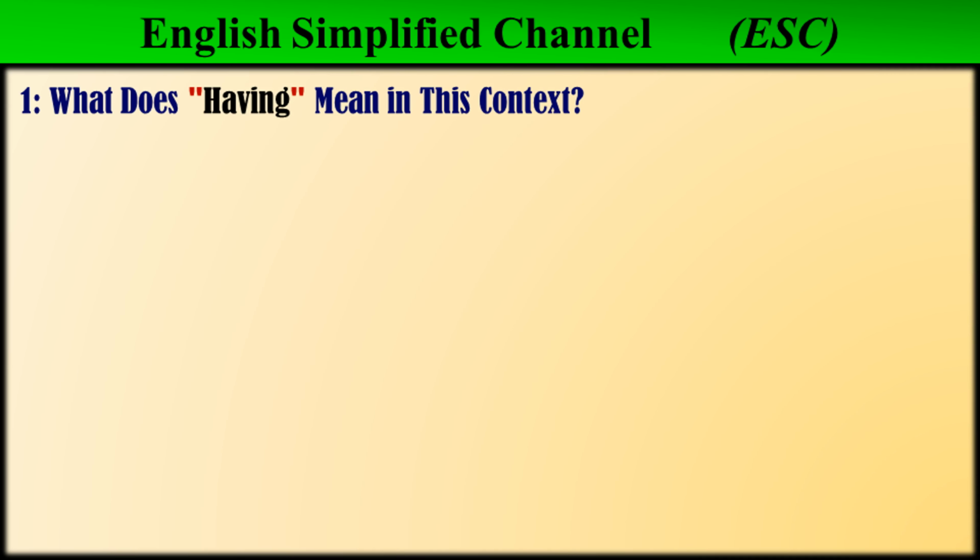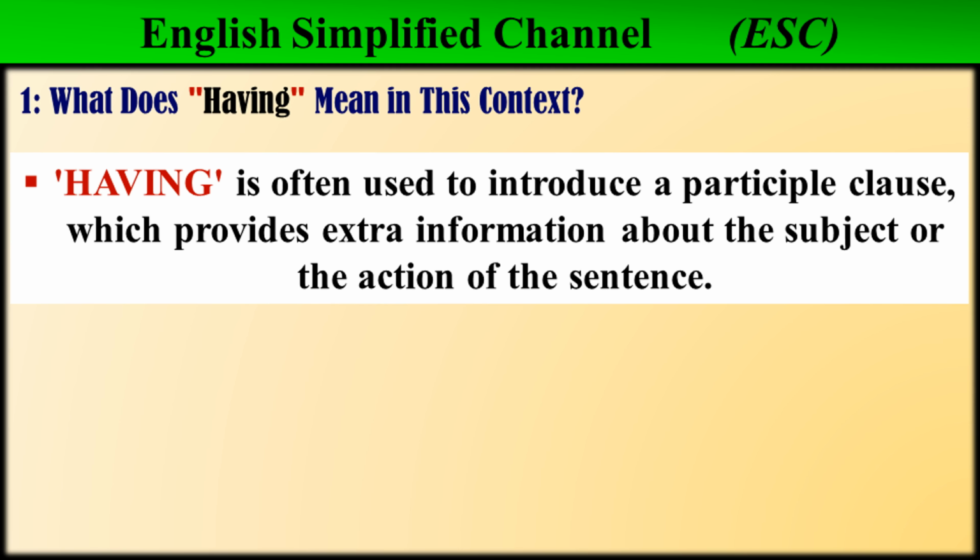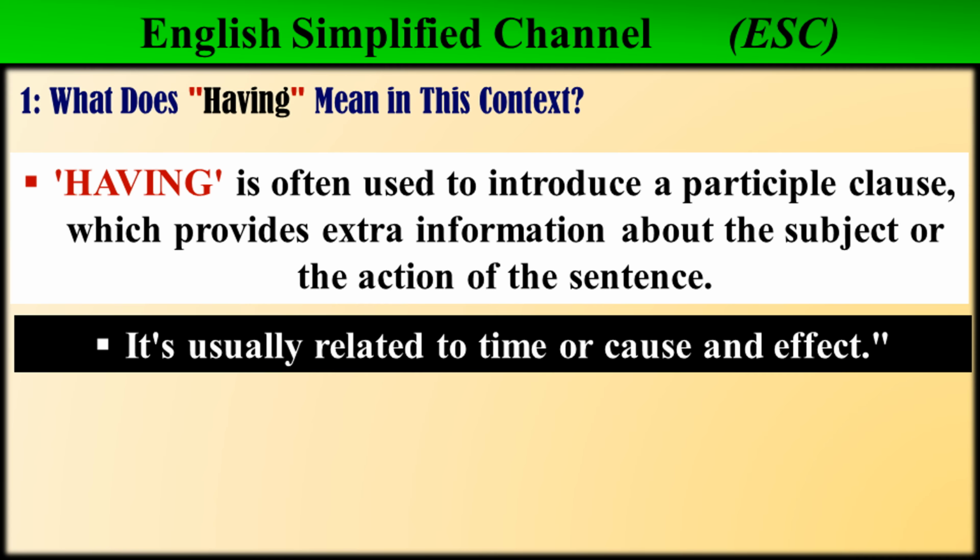Let's begin. Section 1, what does "having" mean in this context? First, let's clarify what "having" means when it's at the start of a sentence. In this context, "having" is often used to introduce a participle clause, which provides extra information about the subject or the action of the sentence. It's usually related to time or cause and effect.